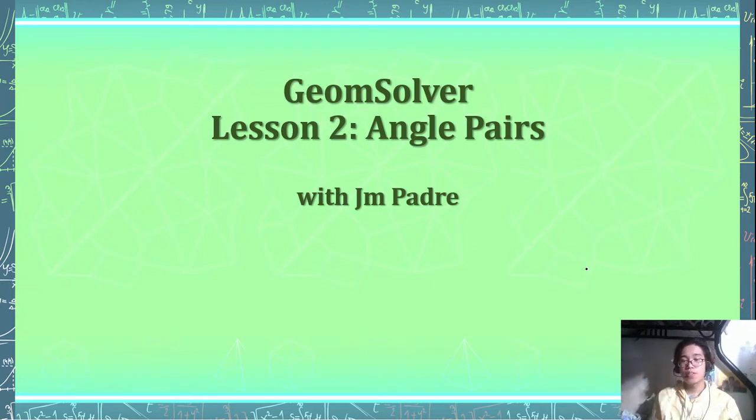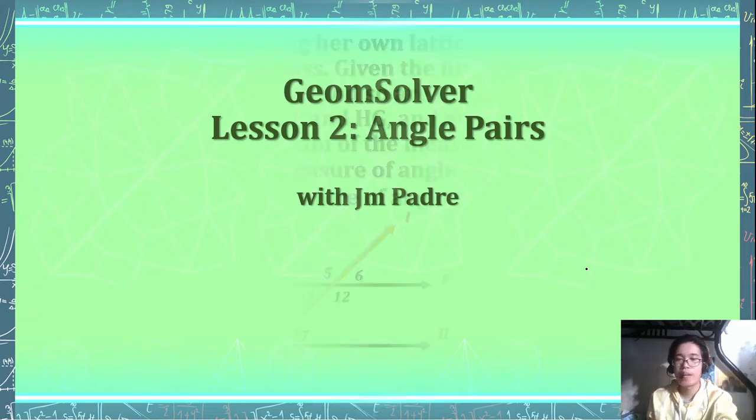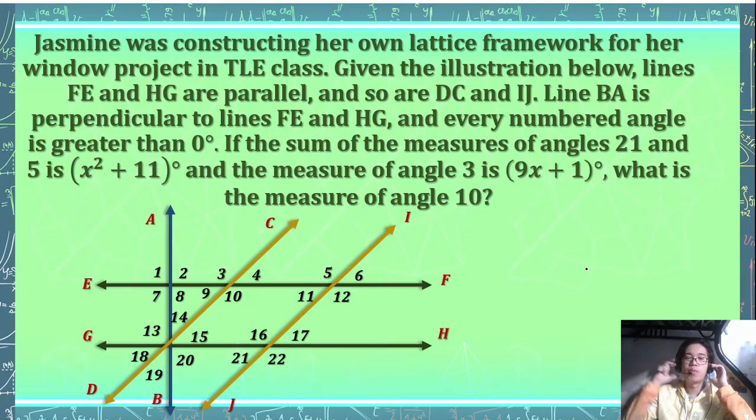So this is lesson number 2 for our topics in geometry for the first quarter. And our lesson number 2 is all about angle pairs. We're still going to use the method that we used yesterday, the PUSA, or sometimes I like to call it the cat method because pusa, cat. So there you go: problem, understand, solving, and then answer. Let's try to apply that here on our problem.